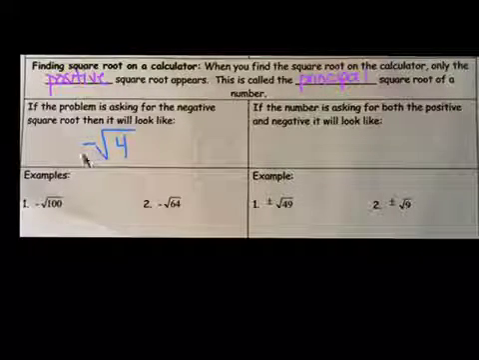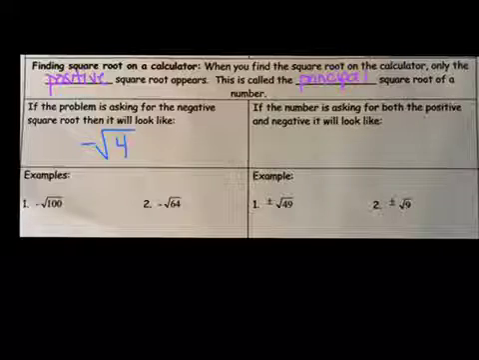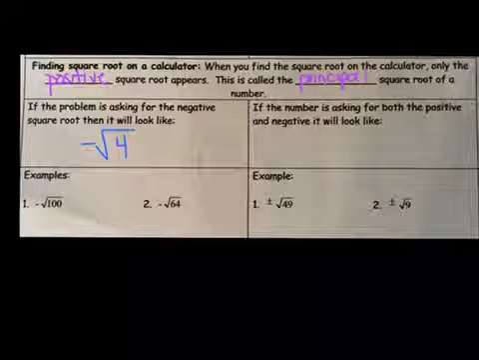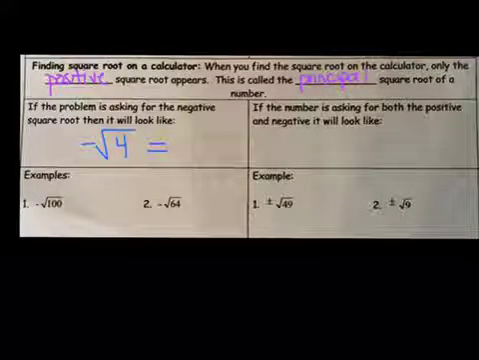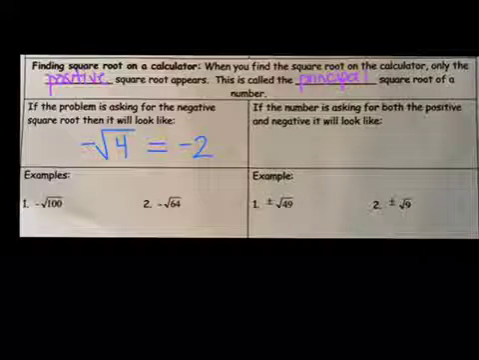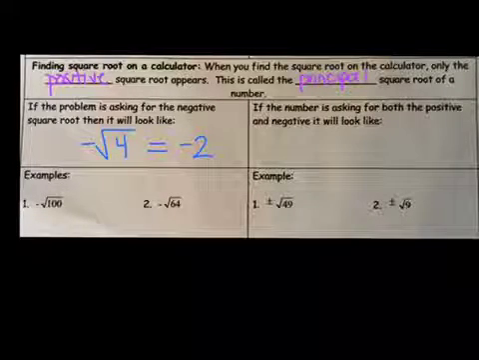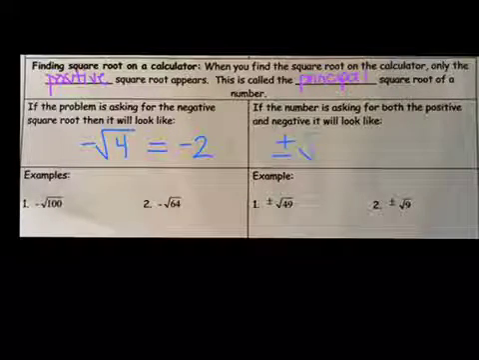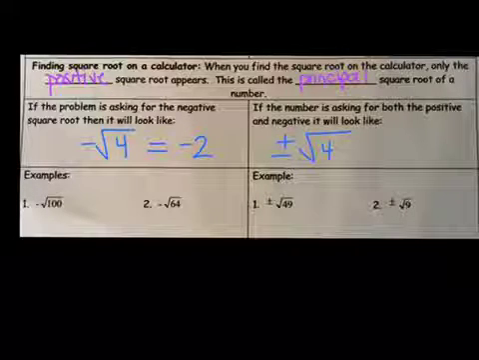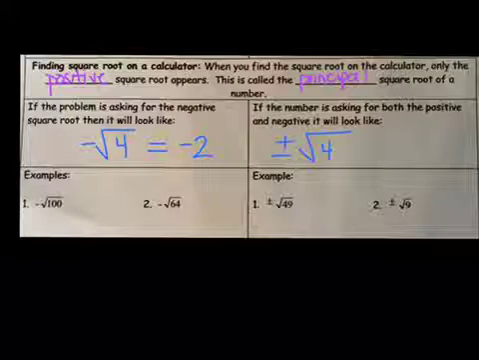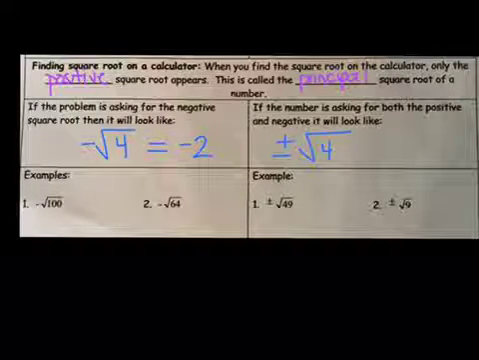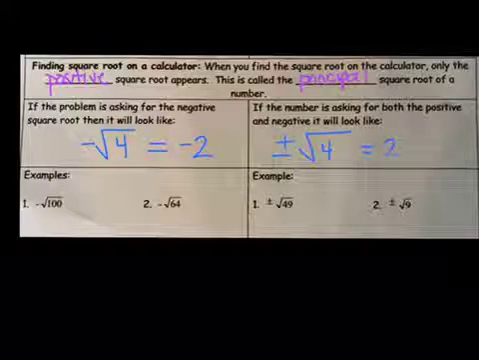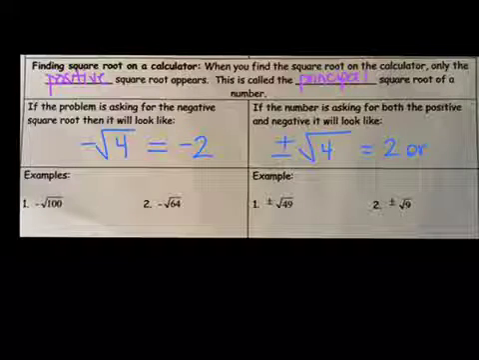If the problem is asking for the negative square root, it will look like this, with the negative out in front. So the negative square root of 4 would be negative 2. If it's asking for both the positive and the negative square root, it will look like this, with both the positive and the negative out in front. So that's 2 or negative 2.